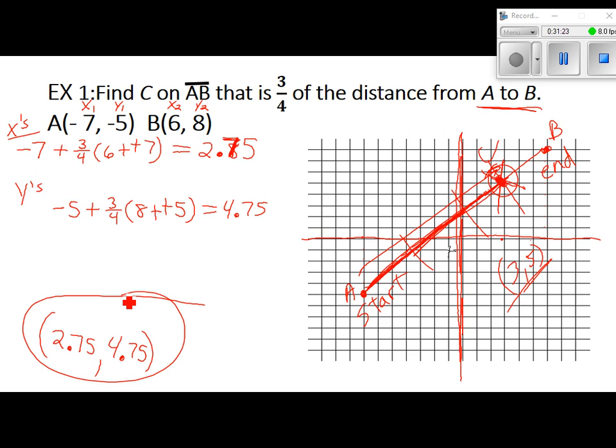What point would we be at if we were 4/4 of the way? 1. So we'd be at 6/8, wouldn't we? We'd be at the end. What point would we be at if we went 0 parts of the way? -7, -5. We'd be at the start down here.